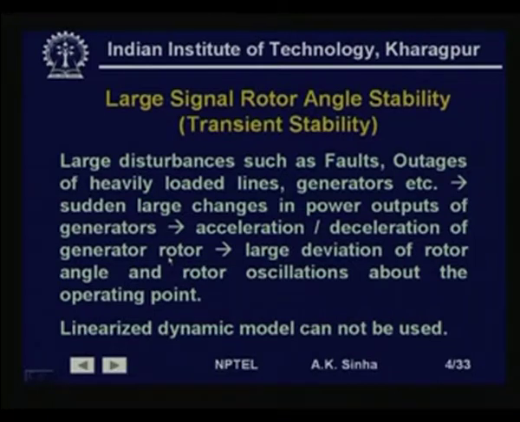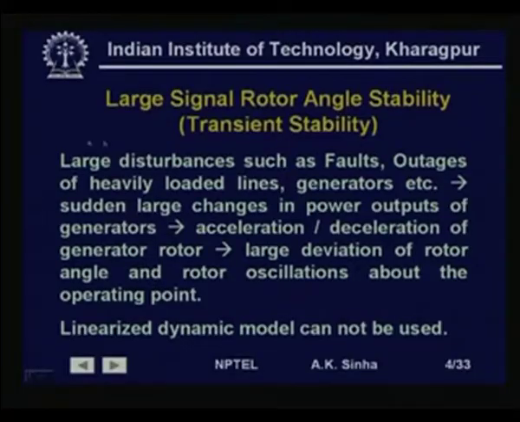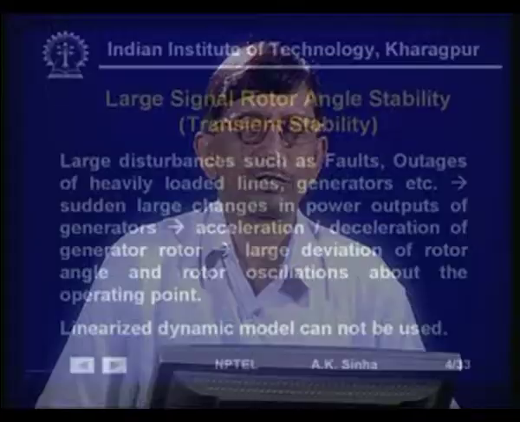So, first we will get into what we really mean by these large signals or large disturbances which take place in the power system, and how the power system responds to these large disturbances. As we said, this large signal rotor angle stability is popularly termed as transient stability. Now, large disturbances are mainly disturbances such as faults or short circuits in transmission lines or equipment. Outages of generators or heavily loaded lines also constitute large disturbances, because there is a sudden large change in power flow in the system.